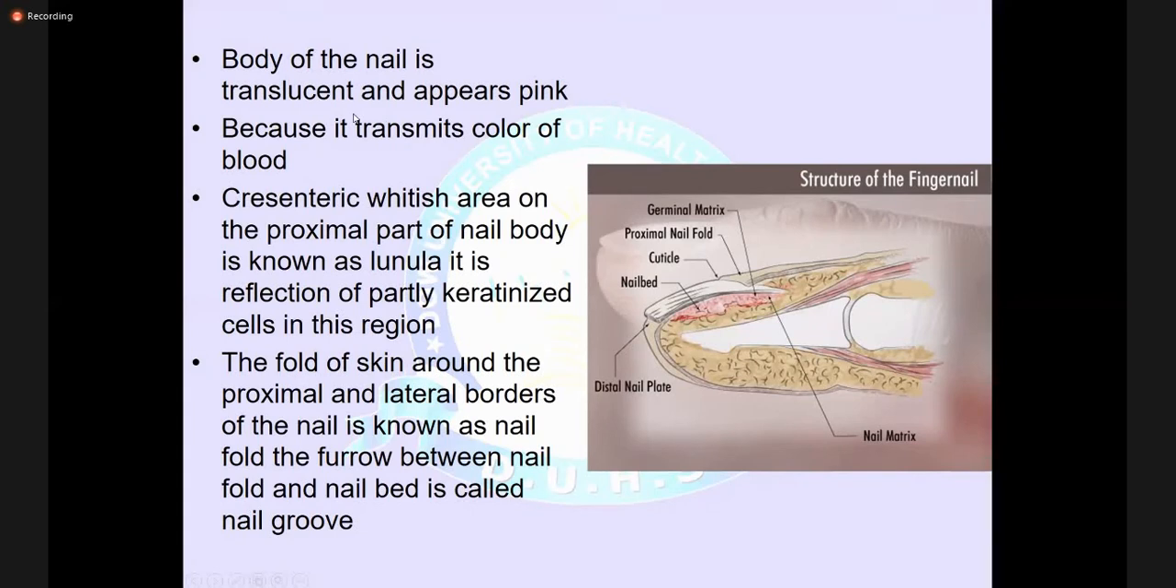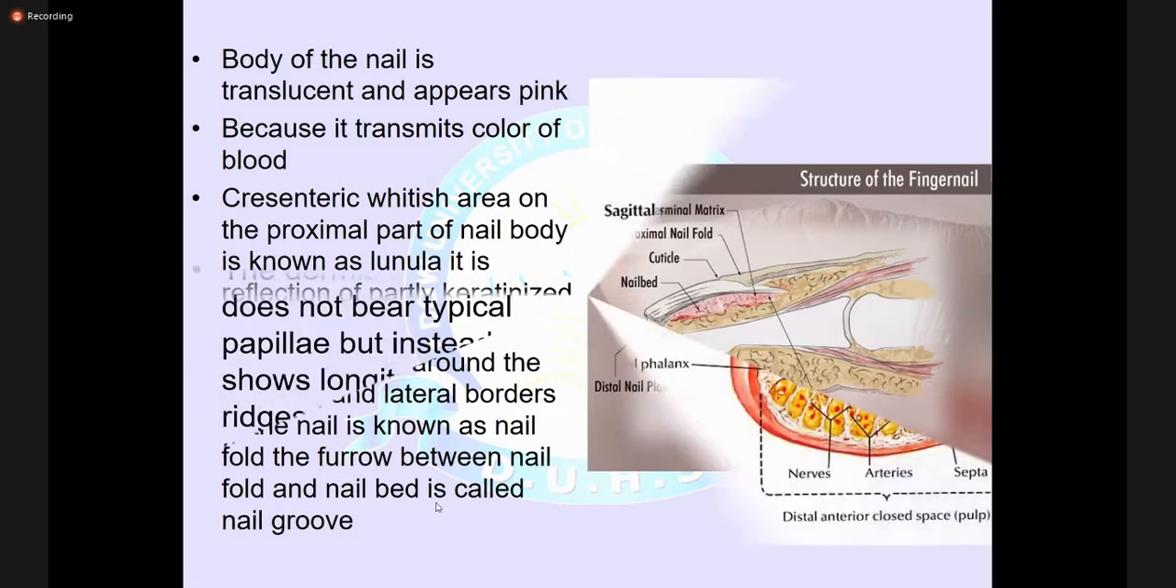Body of the nail is translucent and appears pink in color, because it transmits the color of the blood vessels. The lunula is the reflection of partially keratinized cells in this region. The fold of the skin that surrounds the proximal and the lateral border is named as nail fold. So we know that the lateral portions are the nail fold, and the furrow between the nail fold and the nail bed is named as nail groove.